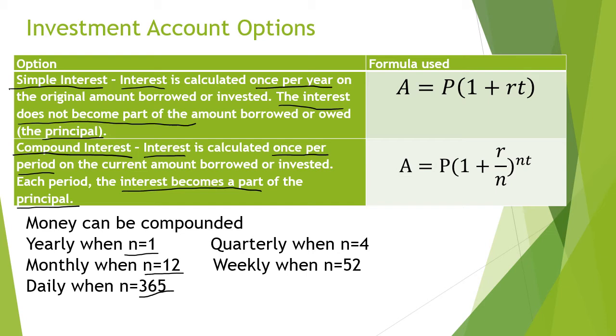The period can be quarterly, which means that N equals 4 because we have 4 quarters in a year. Or it can be weekly, and in this case, N is going to be equal to 52 because we have 52 weeks in a year.